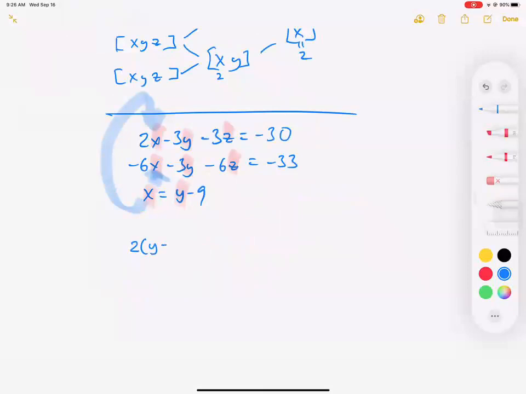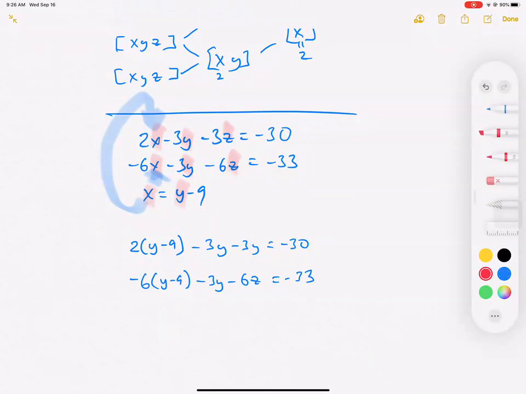2X, which is instead Y minus 9. And I'll show you guys real quick why we do this. And then the second equation, negative 6X, which is now Y minus 9. Okay, all right. Now, let me make the big idea. In these equations here, they're both X, Y, and Z: 3 variables, 3 unknowns.